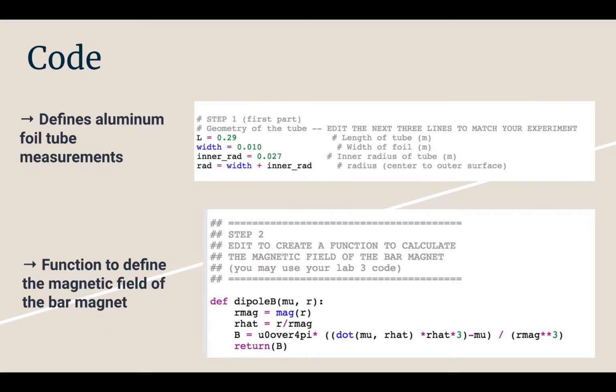Next, I created a computational model to simulate the falling time for the magnet falling through the vertical aluminum tube. I took measurements of the length, width, and inner radius of the tube to use in my calculations, which are shown here. And then I used the function to calculate the magnetic field of a bar magnet, which we created in Lab 3, which is shown down here.